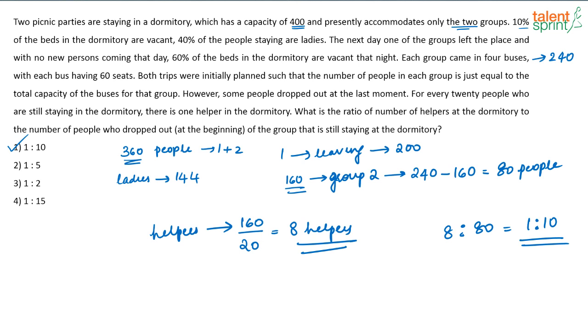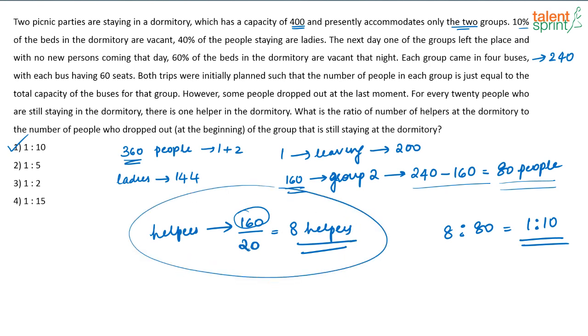Now if we look at group 2, 80 people have dropped out, correct, during the last minute, because only 160 have come out of the 240. So 80 people have dropped out. Now, it is given that if you look at the dormitory now, for every 20 people who are staying, there is one helper. So totally 160 people are there. For 20 people, there is one helper. So totally there are 8 helpers in the dormitory.